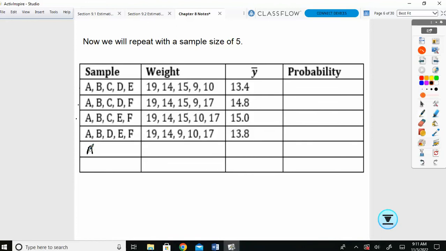I could leave out D, could leave out C. So the other combinations, I need to leave out pumpkin B, and I need to leave out pumpkin A. So if I find our averages, we have to take the weights of the pumpkins that we selected, add them up and divide by 5.